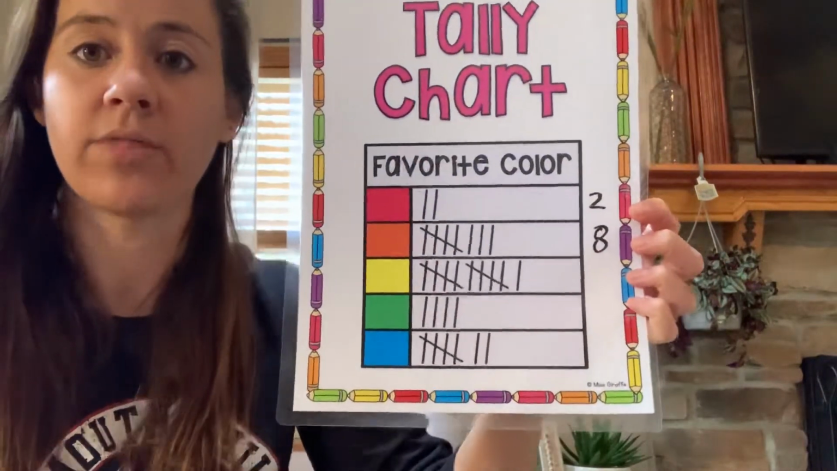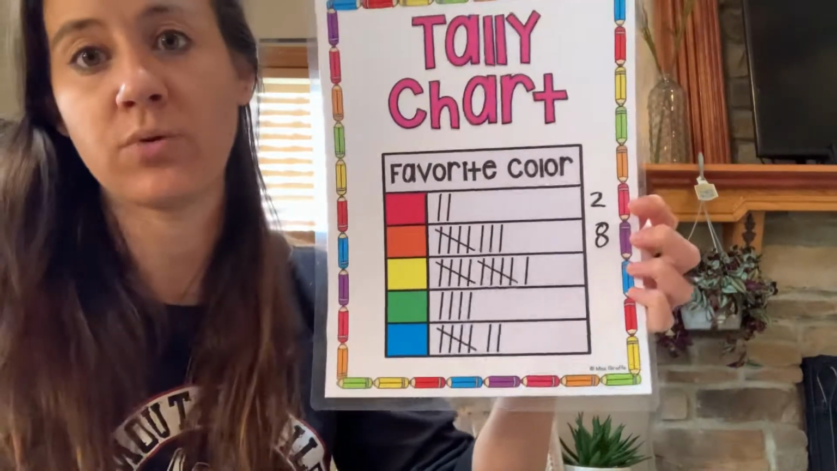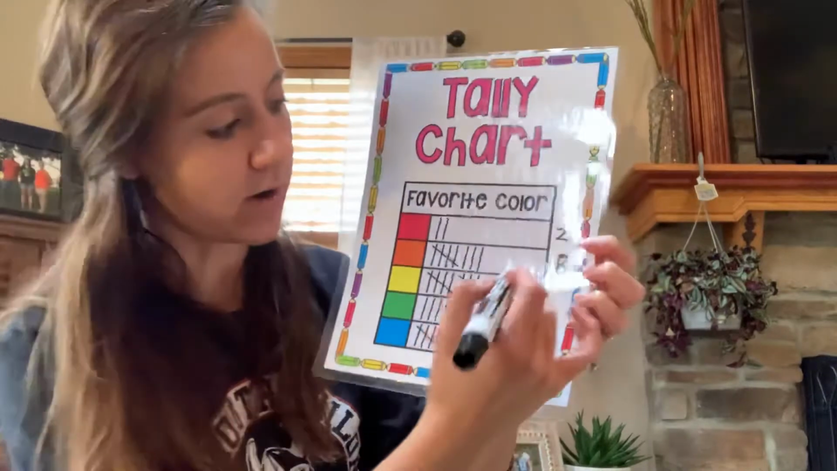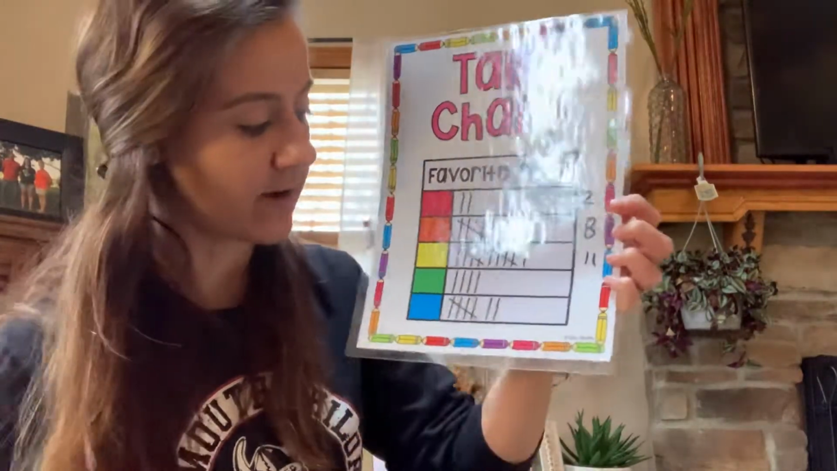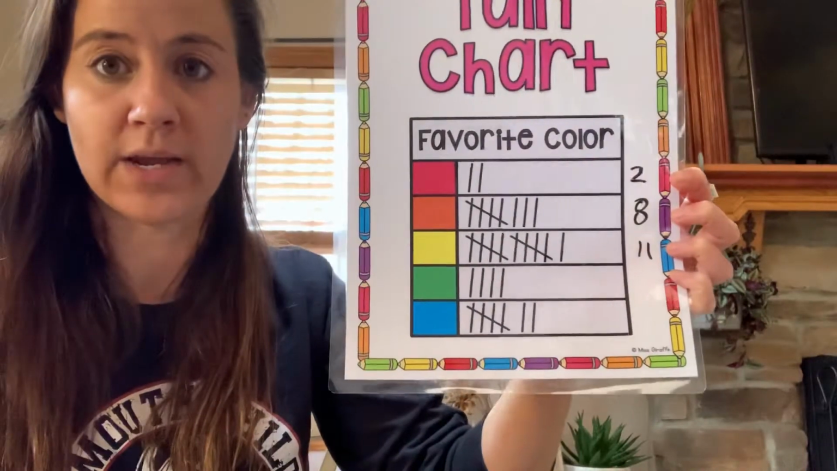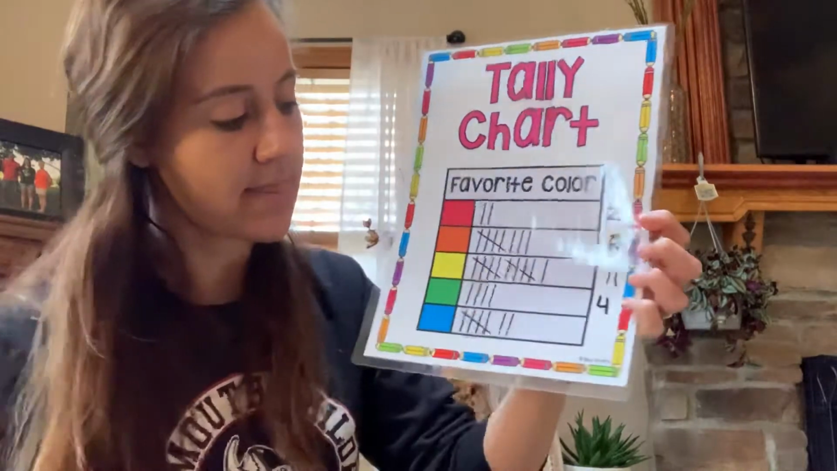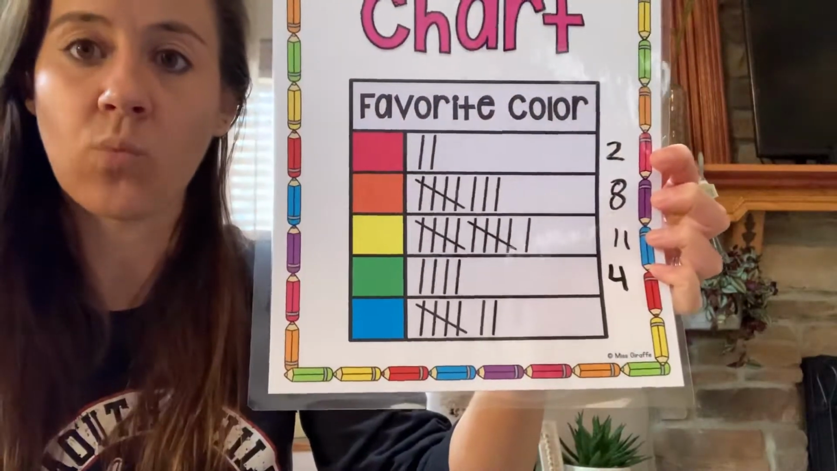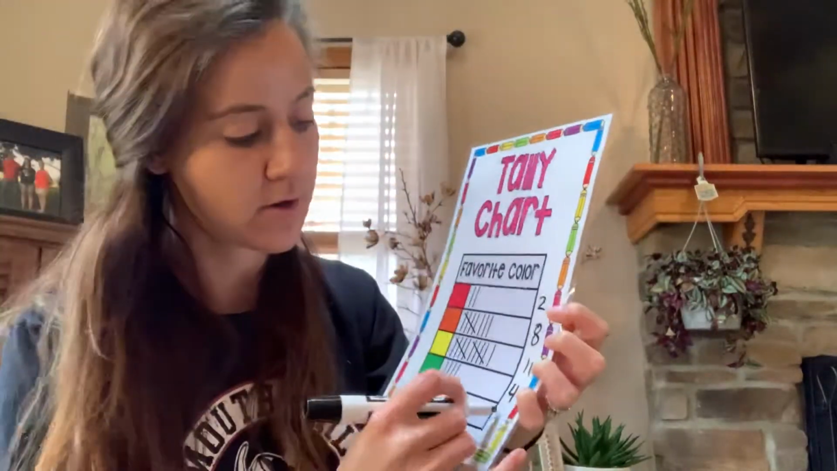Then we have yellow. Yellow got 2 bundles of 5, so that would be 5 and 5, which would make it 10, plus 1 more, which would be 11. 5, 10, 11. Next we have green. Green got 4 tally marks. And then finally blue, and it has 1 bundle and then 2 more. So 5 plus 2 is 7.